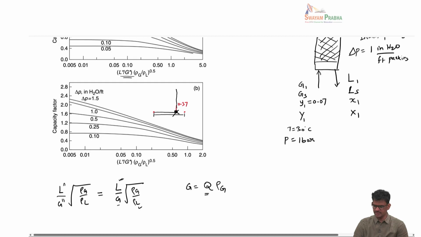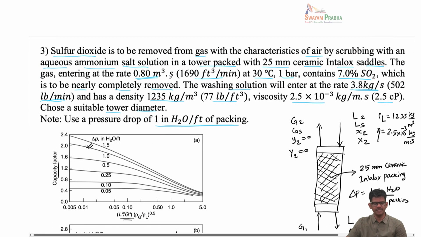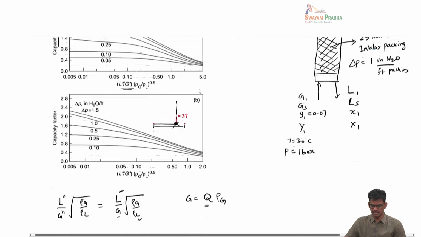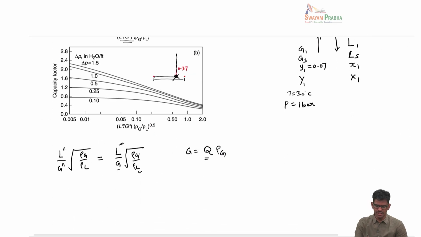This Q is given as 0.8 meter cube per second. Rho G is something we need in this term as well as in this term, so we have to calculate it. To calculate rho G, the temperature and pressure of the inlet gas are given, so we can use the ideal gas law and then get the density. The density is a mass density, kilogram per meter cube, or pound per feet cube.